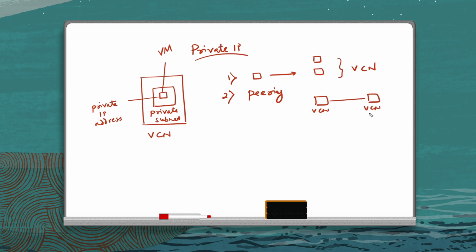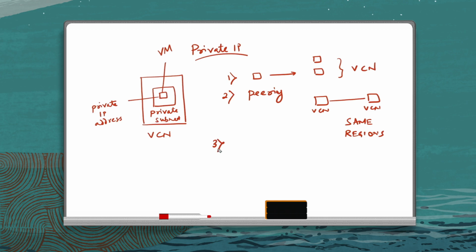So this peered VCN, they can exist in the same region. They can also exist in different regions. So in case of a peering, the instances talk to each other using private IP addresses. So that's the second use case.